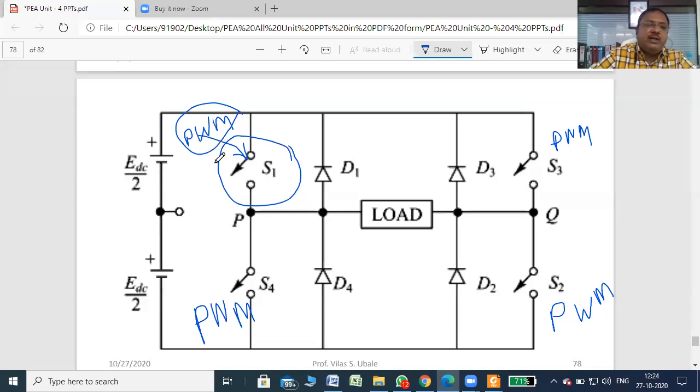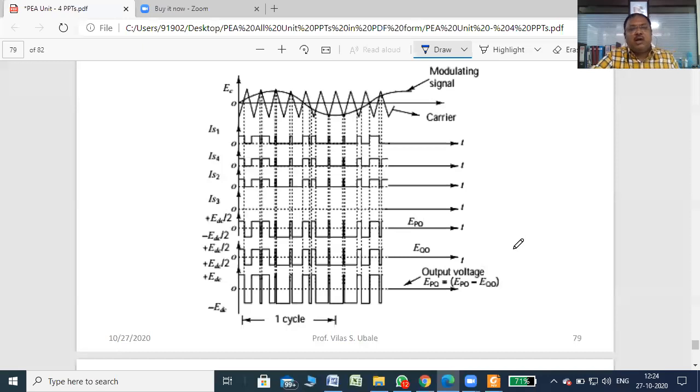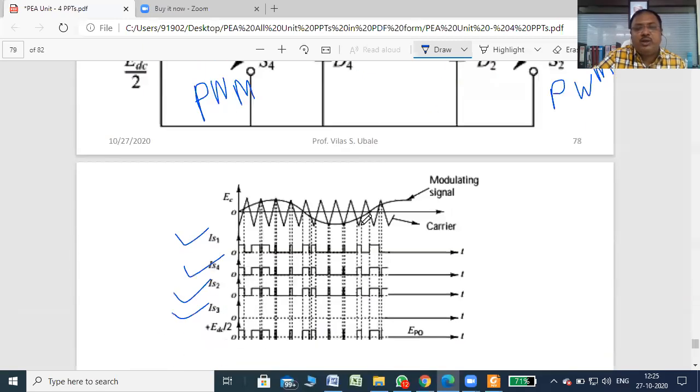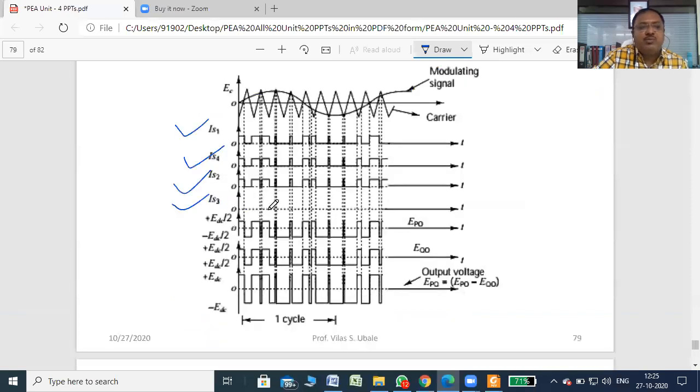And in this PWM technique, simply by changing the amplitude of the reference signal, you can have a variable pulse width. If you get variable pulse width, then you will get a variable output voltage. This is the output waveform. You can check here: this is the carrier wave, then the reference wave, IS1, IS4, IS2, and IS3, right? You can check IS1 and IS4 have the same pulses, right? So IS1 and IS2 are actually required here. So that is somewhat different.